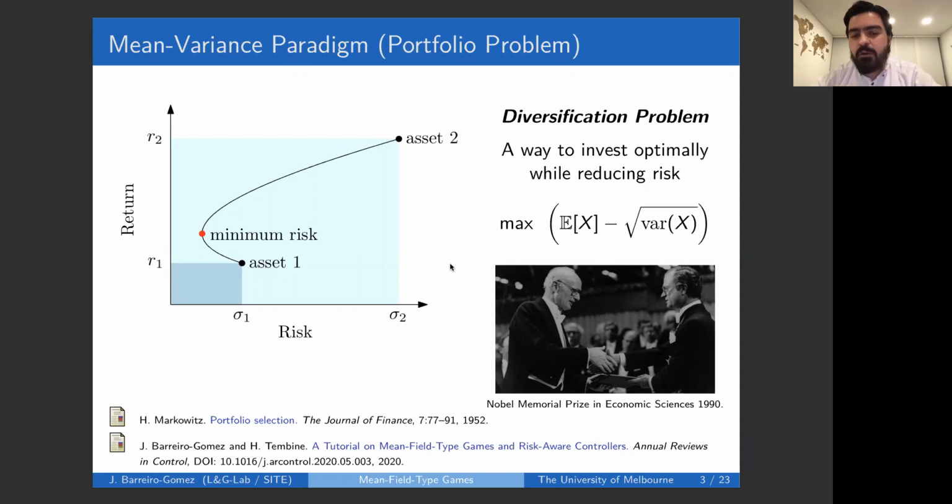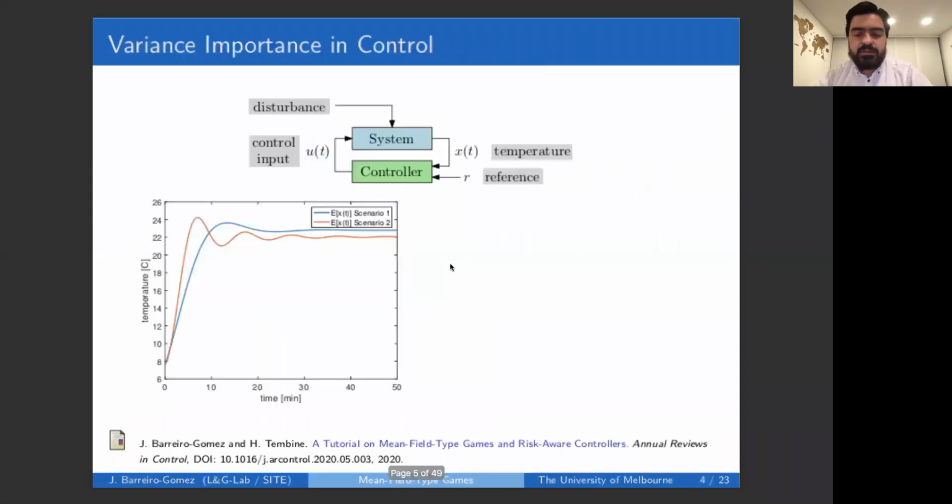Now the question is, how can we use these concepts and apply them in control theory or in engineering problems in general? To illustrate this, let's consider this simple control problem. Let's suppose we have a temperature controller. We might have some disturbances that affect our system, and we need to design a controller that just drives the temperature to a desired level. In this particular example, let's suppose that our reference is 23 degrees Celsius. Then we have two options. There are two different controllers that can do this job. We have the behavior given by the blue controller and the behavior given by the red controller.